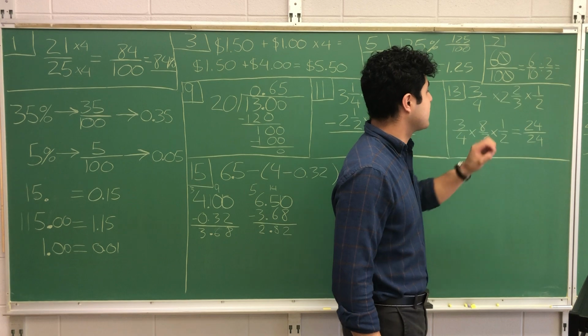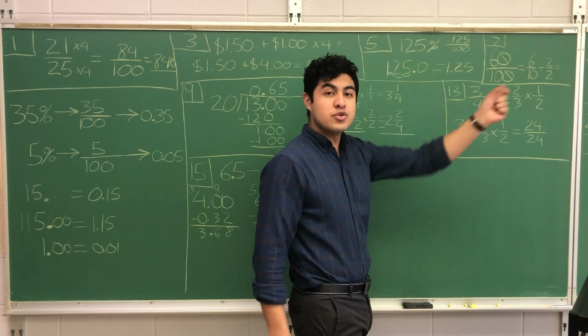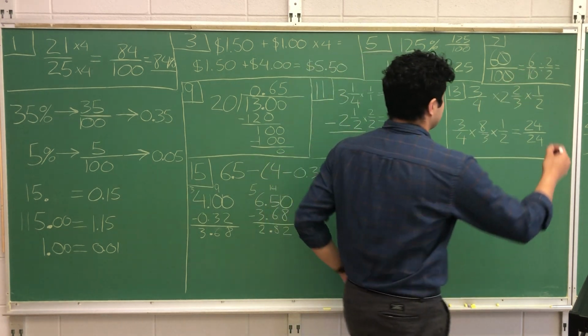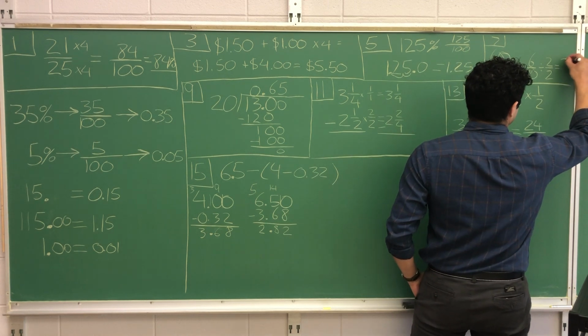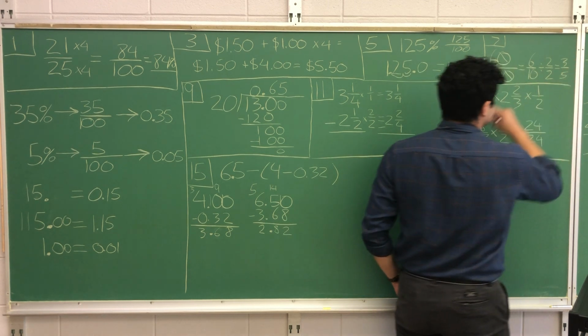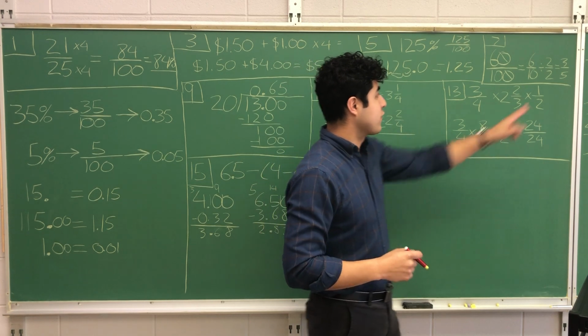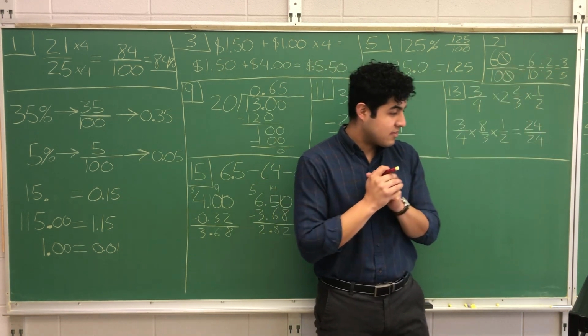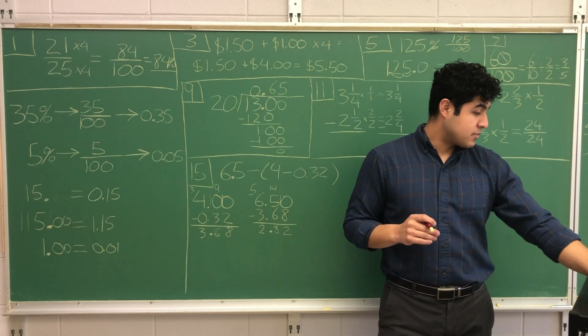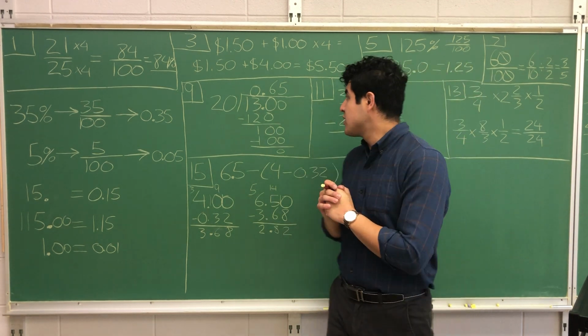So now I've got 6 over 10, but I can still reduce that because 2 goes evenly into both of them. And 2 goes evenly into 6 3 times, and 2 goes evenly into 10 5 times evenly. Okay, so your final answer is 3/5. All right, that is number 7. Let's go on to number 9.